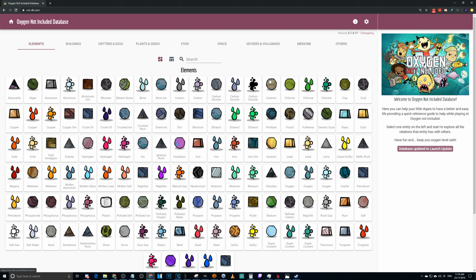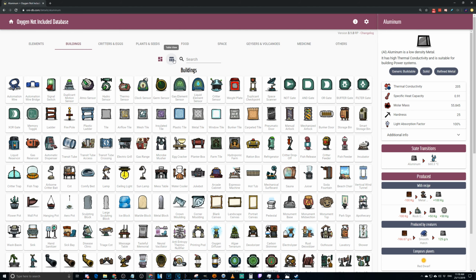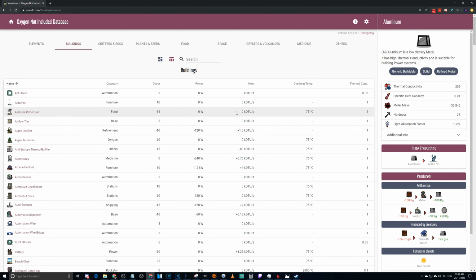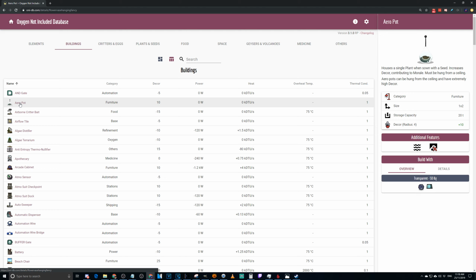So yeah, just different stats about all the different elements of the game, along with buildings. There is a whole list of everything you can think about. Like, what is the actual decor of an aeropod? Funnily enough, the decor of an aeropod is really hard to find. It's not actually written in the game until you put a plant in it, and then you have to subtract the amount of decor the plant gives. It's just one of those weird things. It's not actually listed on the building itself.